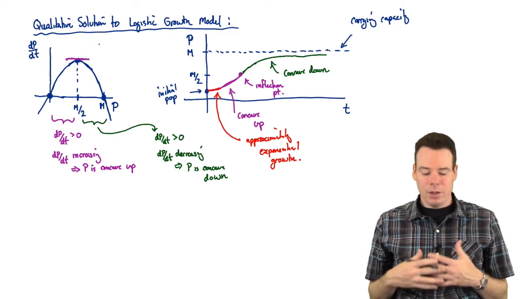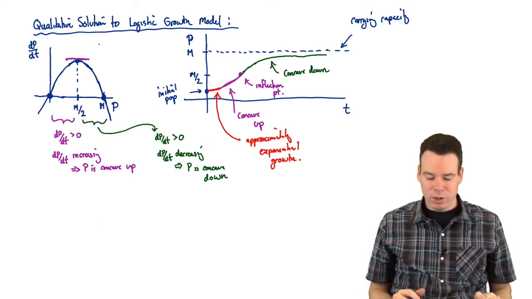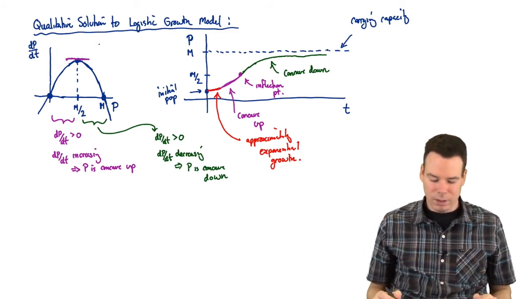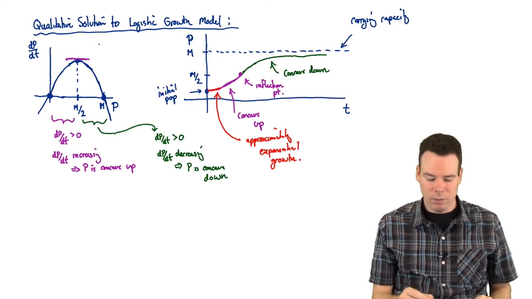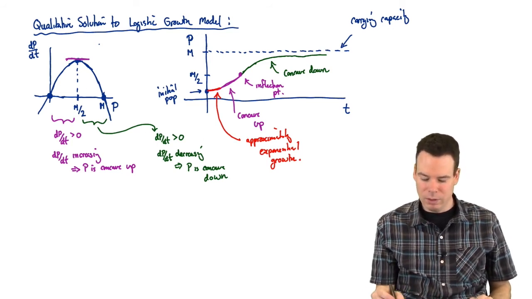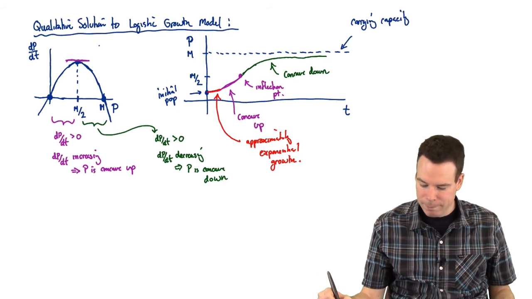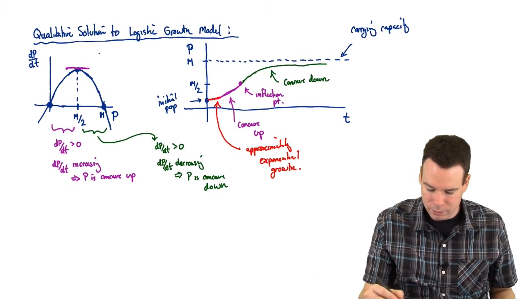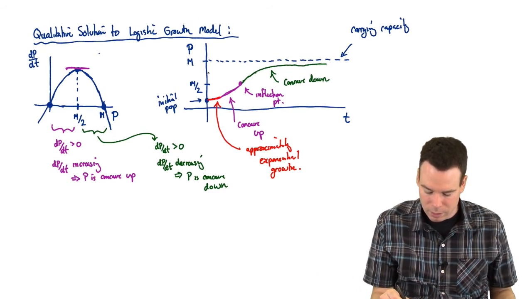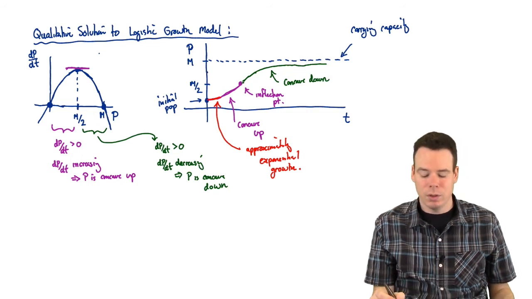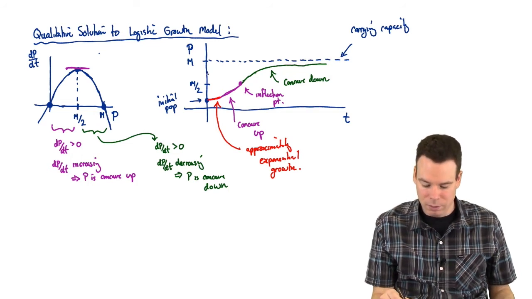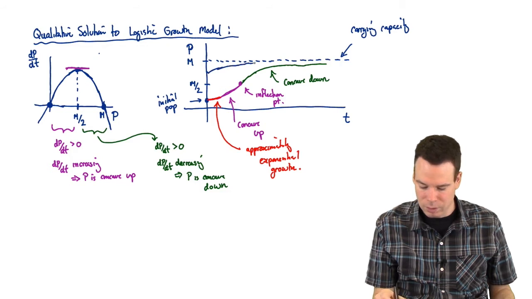So that's what we can get just from looking at the differential equation and doing just a bit of qualitative analysis. We haven't really solved for anything here. We've just noticed that things are increasing, decreasing, and inflection points. If I started a little bit higher up here, then I know that when I'm above M over 2, it's going to be concave down. And so our solution would look something like this.